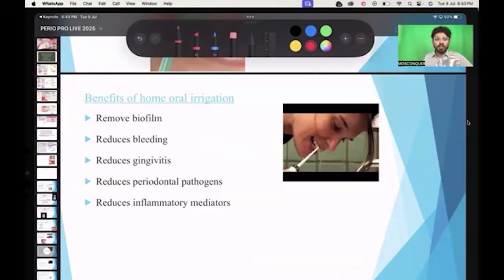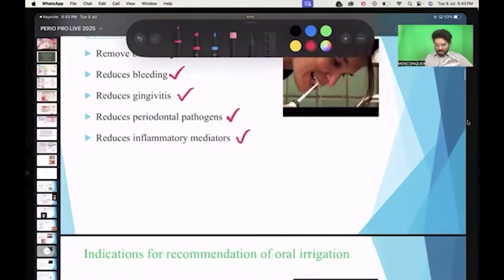What are the benefits of home water irrigation? It removes the biofilm. Once it removes the biofilm, it can minimize gingivitis, because biofilm is the reason for the occurrence of gingivitis. The most common feature seen in gingivitis is bleeding, so it decreases the bleeding. Gingivitis is basically due to inflammatory mediators, and it decreases the inflammatory mediators. Gingivitis in the future can lead to periodontitis, so it reduces the periodontal pathogens. There's nothing too heavy to learn in these lines.